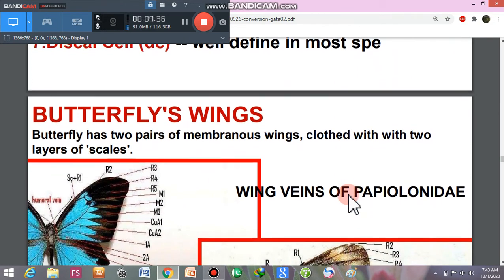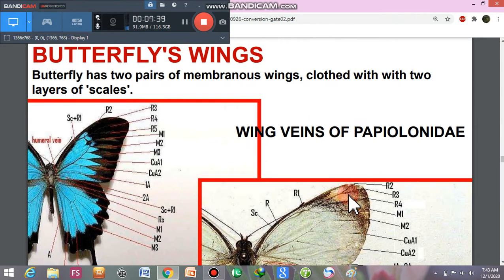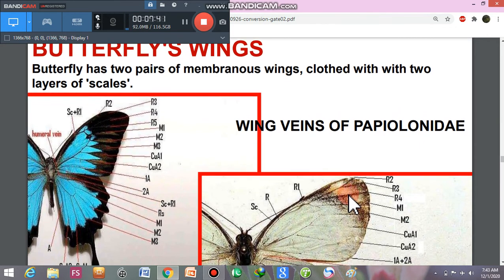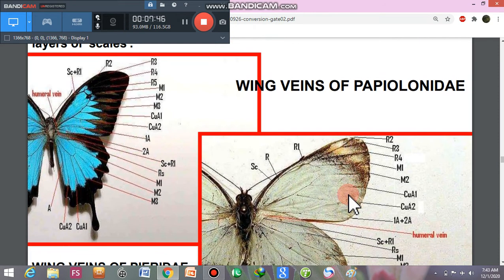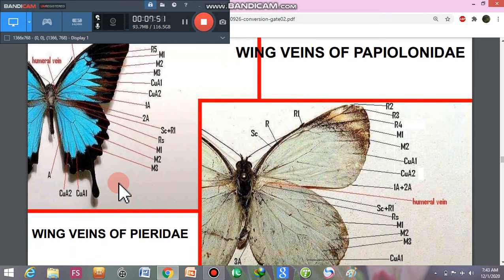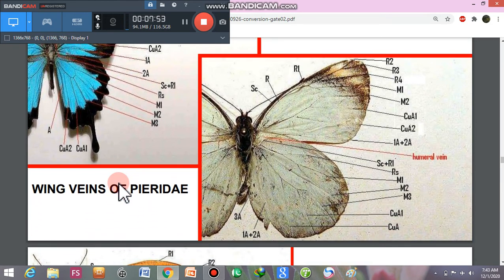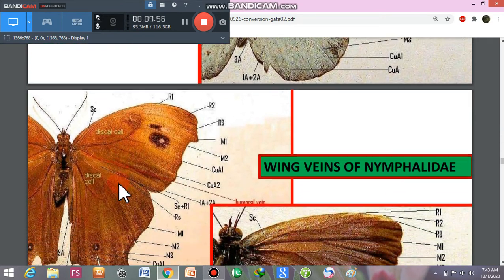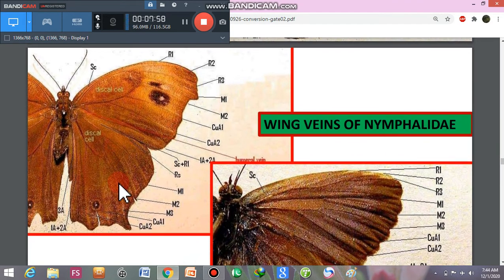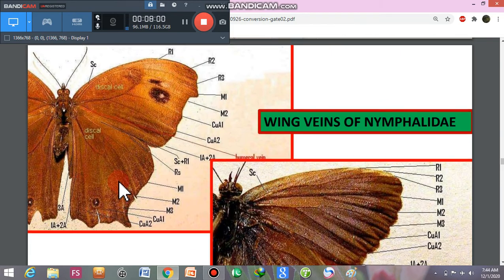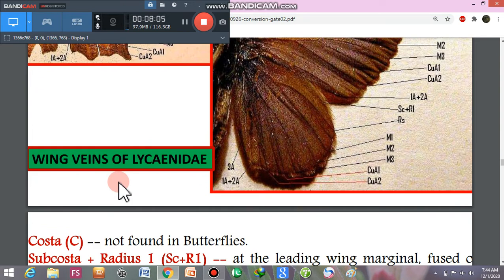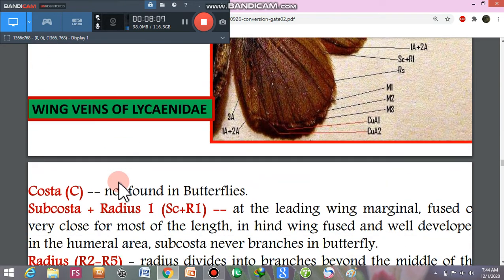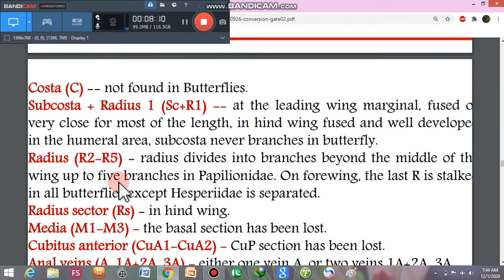Next is a butterfly wing. They have two pairs of wings clothed with one or two layers of scales. Scales are present over their wings. Here you can see the wing venation in butterflies. Wing venation of Nymphalidae. Wing venation of Lycaenidae. This is a description of veins in insects.